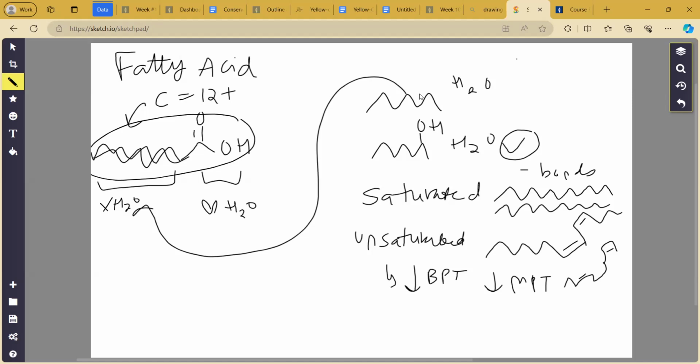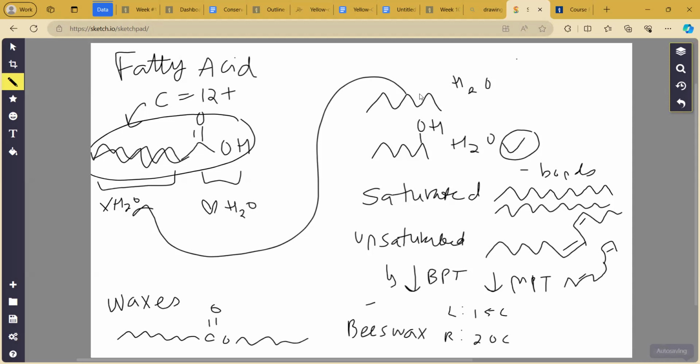Okay. So the next one is super easy. I'm just going to include it on the same page, and that's waxes. She will ask you to draw a wax, and this is all you have to draw. She mentioned in the video about beeswax. The left side of the carbonyl group has 15 carbons, and the right side has 20 carbons. I would possibly remember that for the test, but for the most part, all you need to know about waxes is their structure and that they look like this. This is an ester, and this is an acid.